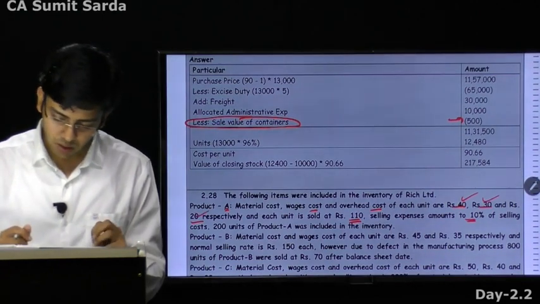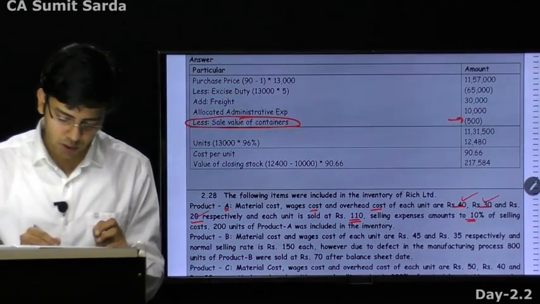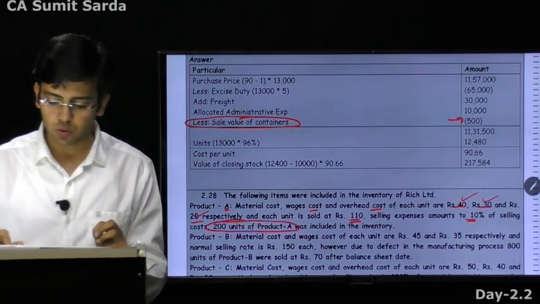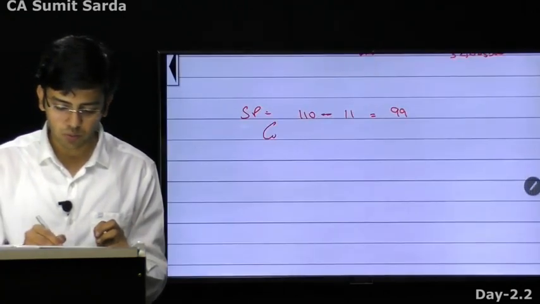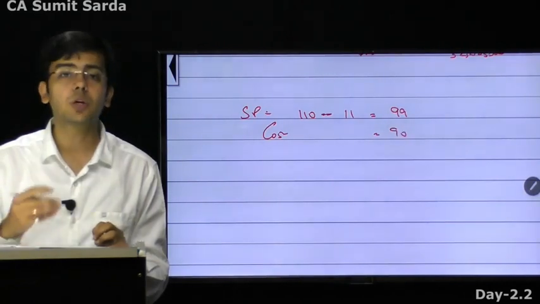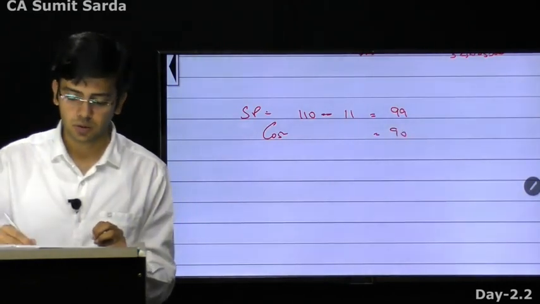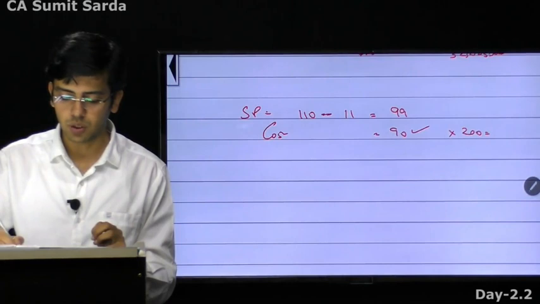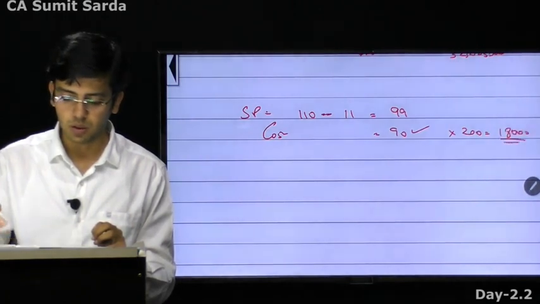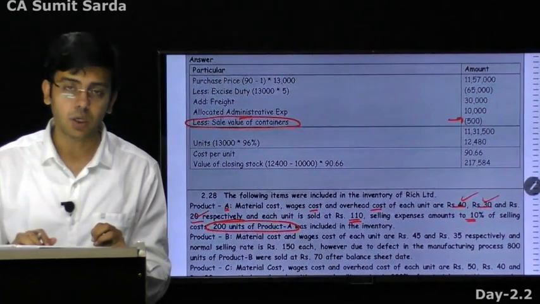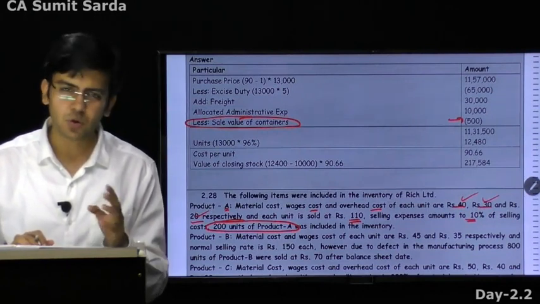200 units are included in inventory. So what is the cost? 90. How much are you going to measure it at? 90 compared to 200 makes it 18,000. Okay, so this is for A. We'll move to B. Simple question, huh?